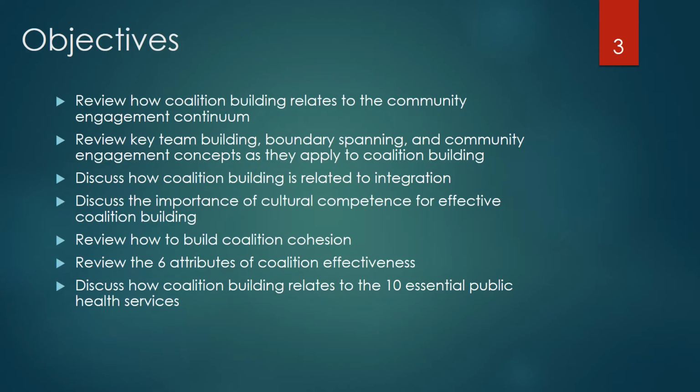Objectives include: review how coalition building relates to the community engagement continuum; review key team building, boundary spanning, and community engagement concepts as they apply to coalition building; discuss how coalition building is related to integration; discuss the importance of cultural competence for effective coalition building; review how to build coalition cohesion; review the 6 attributes of coalition effectiveness, and discuss how coalition building relates to the 10 essential public health services.